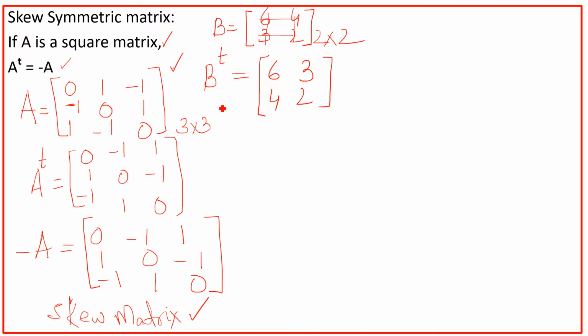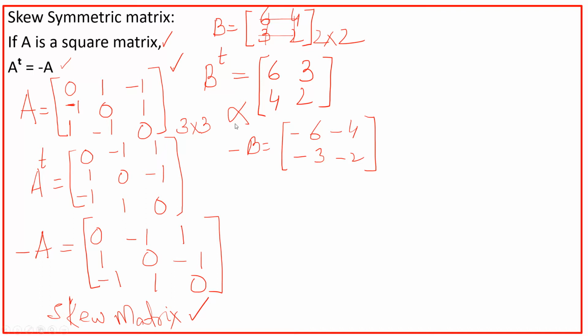Now this is B transpose, and now take the negative of B. So what is the negative of B? Negative of B is minus 6, minus 4, minus 3, minus 2. See, B transpose is not equal to minus B. Both are different, so this is not a skew matrix.